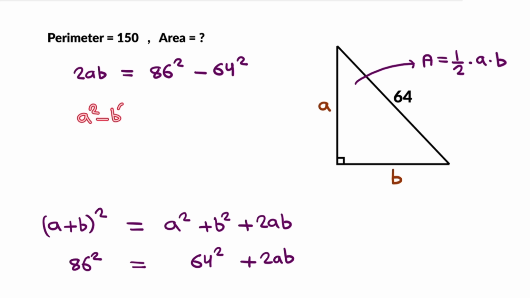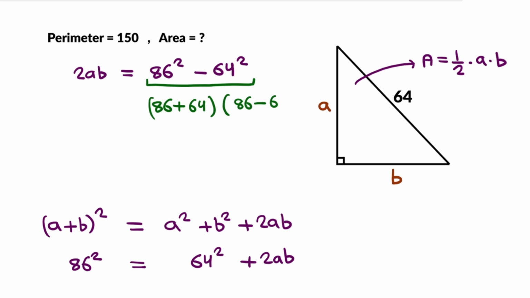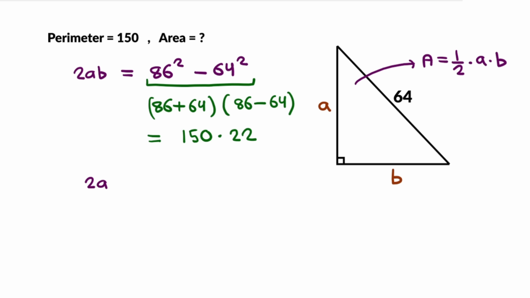A squared minus B squared factors into A plus B times A minus B. So 86 squared minus 64 squared becomes 86 plus 64 times 86 minus 64. 86 plus 64 is 150, and 86 minus 64 is 22. So 2AB equals 150 times 22.